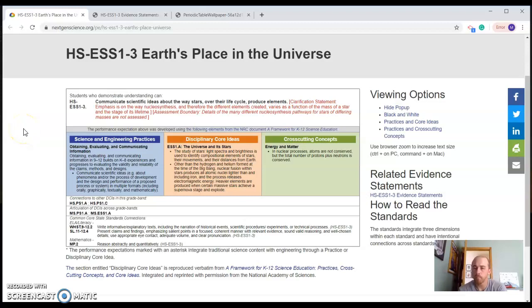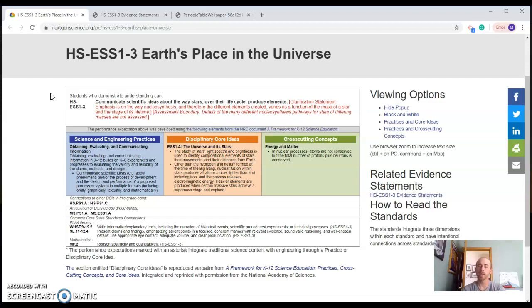I chose this standard because it was interesting to me, and I think the content would be appropriate for breaking down into five lessons, more or less, covering the span of a week.